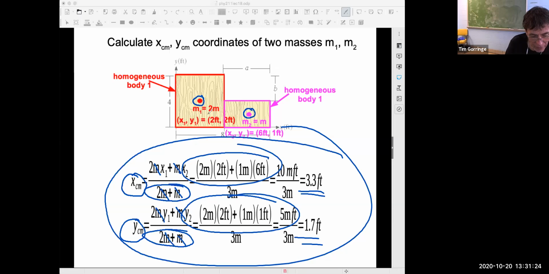So this is going to be, let's see, this is 4 feet here at this boundary. So it's going to be somewhere around here. And it's going to be 1.7 feet up. So this is 2 feet up. It's going to be somewhere here, which sort of makes sense. It's somewhere between M1 and M2. It's on that line between M1 and M2. It's twice as close to M1, twice as far from M2, because M1 was twice the mass and M2 was half the mass. So our calculation makes perfect sense. Here's the center of mass.